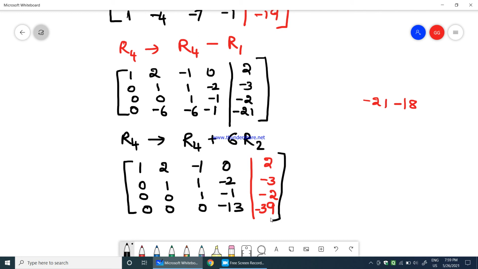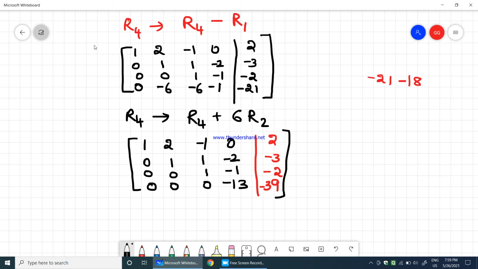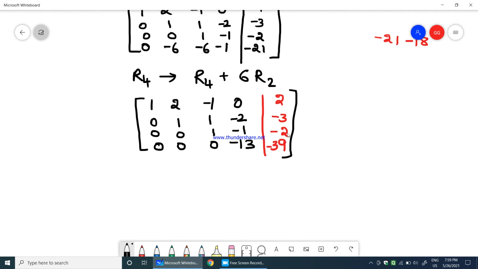Okay. Now I think the last row, if you see, I can easily divide the last row R4 by 13, because 13 into 3 is 39, right? So therefore what will I get? This minus 39 and this minus 13 will get changed. So minus 13 will become minus 1, minus 39 will become minus 3. So this is the end. This is the end for the Gaussian elimination.